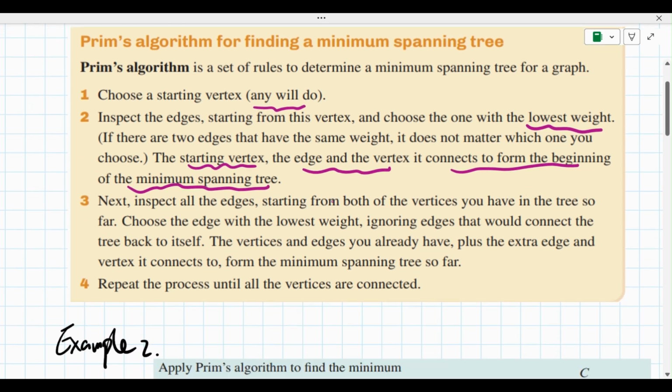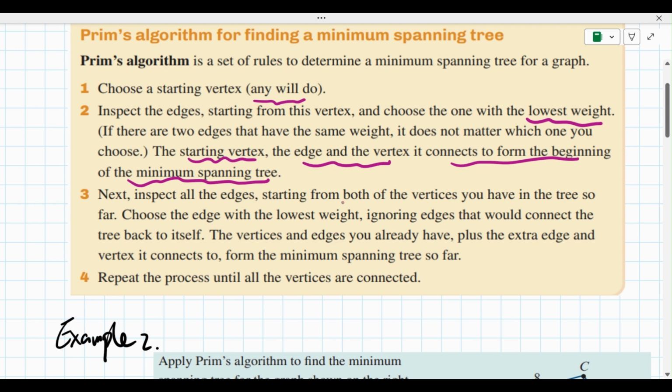Next, inspect all edges starting from both of the vertices you have in the tree so far, choosing the edge of the lowest weight and ignoring edges that would connect the tree back to itself. The vertices and edges you already have, plus the new edge and its vertex, form the minimum spanning tree so far. Repeat the process until all vertices are connected. Okay, so I just read the whole steps.